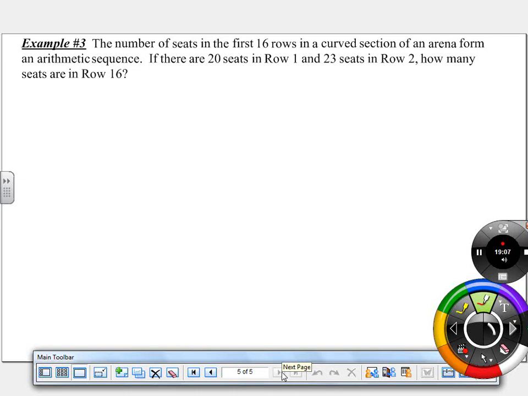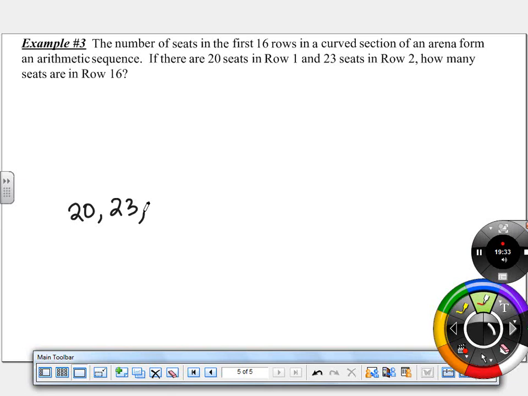and it says the number of seats in the first 16 rows of a curved section of an arena form an arithmetic sequence. There are 20 seats in row 1, 23 seats in row 2. How many seats are in row 16? So I'm first going to write this out like a sequence. Now notice they only gave me the first row or the first term in my sequence, and then the second row or the second term in my sequence.